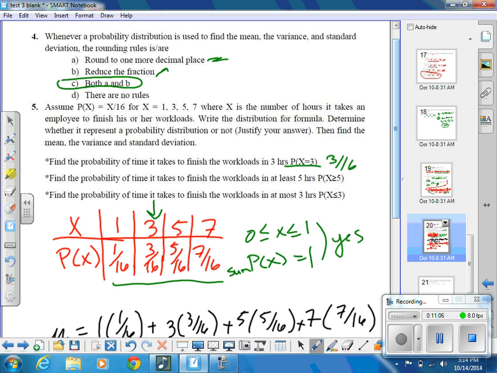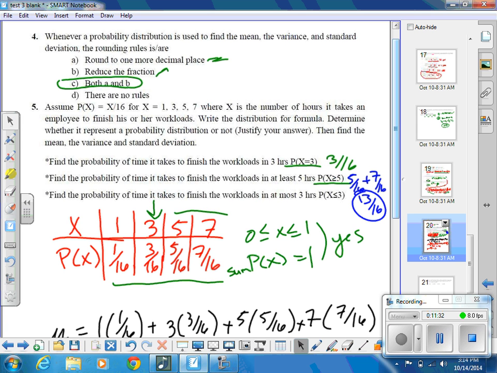Next one says, find the probability that the time it takes to finish the work is at least 5 hours. P is equal to 5 or greater. So I'm looking at those two. How do I find that out? Add them up. I'm running out of space to write. 5 out of 16 plus 7 out of 16, which gives me an answer of 13 out of 16.